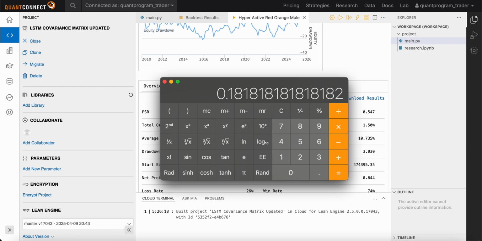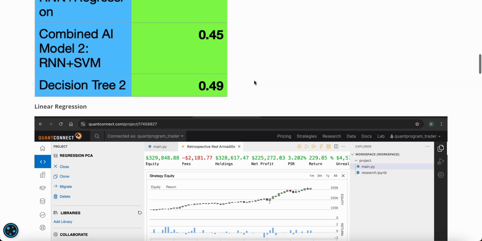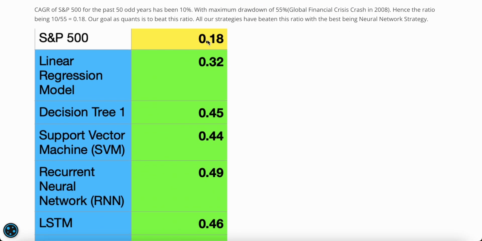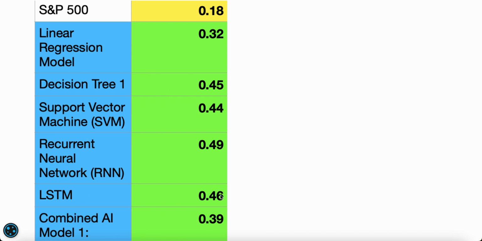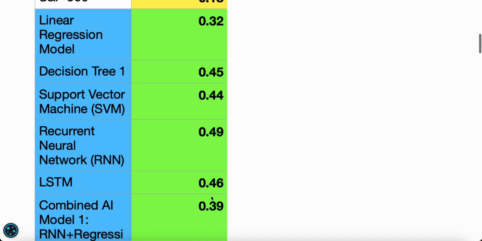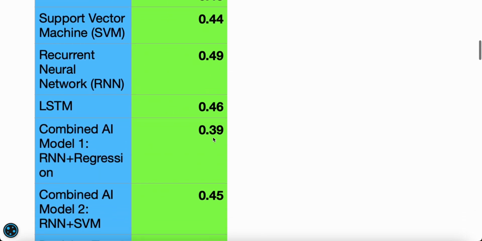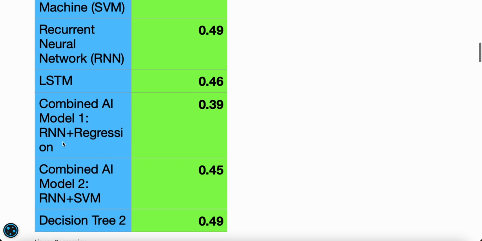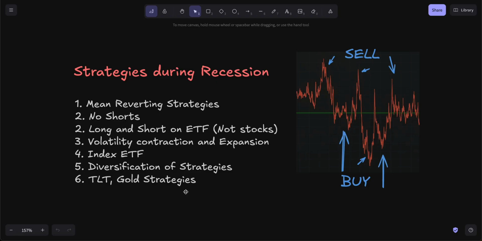So all our strategies have beaten the CAGR to drawdown ratio of the S&P 500, which is 0.18. This LSTM strategy is 0.46. The recurrent neural network is 0.49. We've also got combined models like the RNN plus regression or the RNN plus support vector machines. So those are some of the strategies that the quants will have.